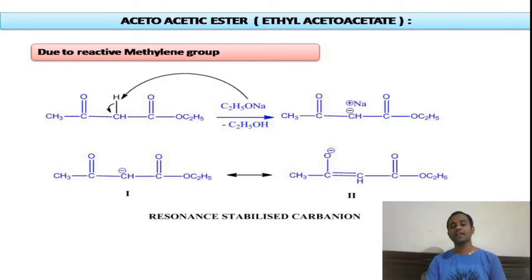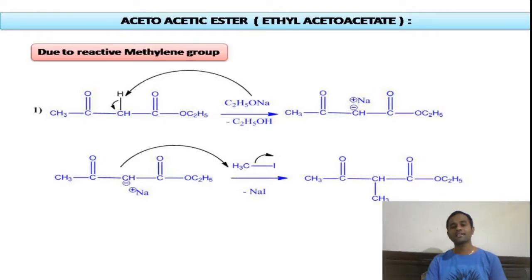Once the carbanion is resonance stabilized, we can say that our acetoacetic ester compound will easily form this carbanion in the presence of base, right? Since it is resonance stabilized, that carbanion will easily undergo alkylation when we treat it with alkyl halides. You can see in the second step, the formed carbanion, upon treating with the alkyl halide, gives the alkylated product, that is monomethyl acetoacetic ester.